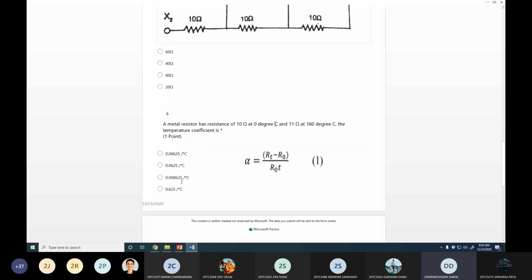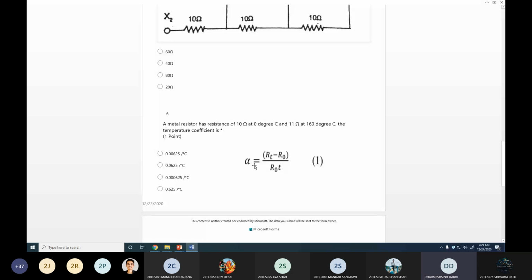Okay. Now sixth one. A metal resistor has a resistance of 10 ohm at 0 degree Celsius and 11 ohm at 160 degree Celsius. The temperature coefficient. See, here I have written the equation of temperature coefficient alpha: RT minus R0 divided by R0 into T. RT is the resistance at temperature 160 degree, that is 11. And R0 is the resistance at temperature 0 degree, that is 10. So RT minus R0 is 11 minus 10, divided by R0 into T, so divided by 10 into T. T is the temperature difference, 160 degree minus 0. So what is the answer? Temperature coefficient alpha.